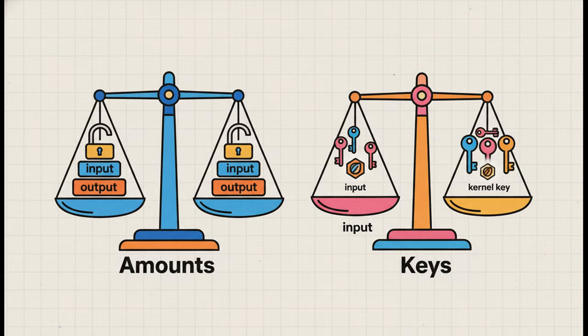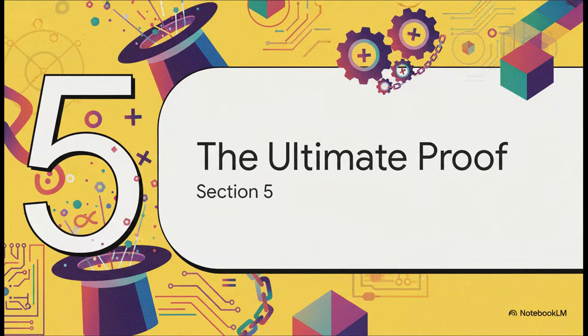But there's one last step. How do we prove to everyone else that we did all this correctly without giving up any of our secrets? This is it, the final piece of the puzzle. The step that proves our whole magic trick is legitimate. This is the ultimate proof.